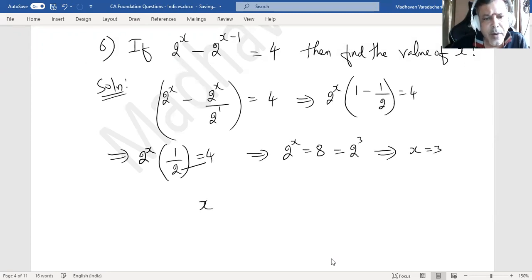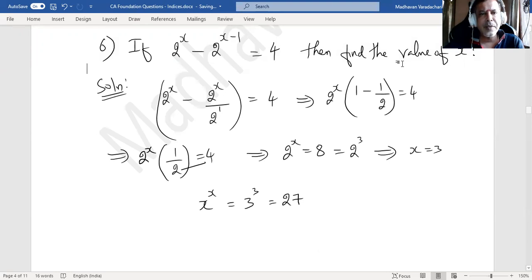Now we are supposed to find what is x power x. x power x means it is 3 power 3. 3 power 3 is 27. That is the solution for this particular problem.